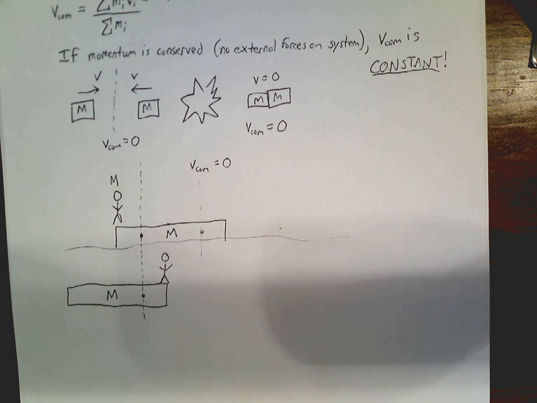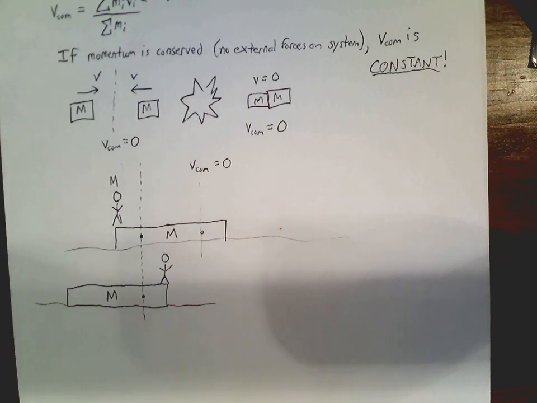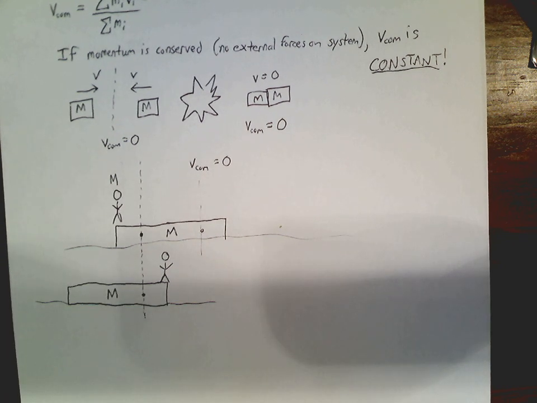So that's a nice little logical analysis of how we can apply conservation of momentum and the center of mass velocity being constant to the situation of a person moving on a raft. That'll do it.